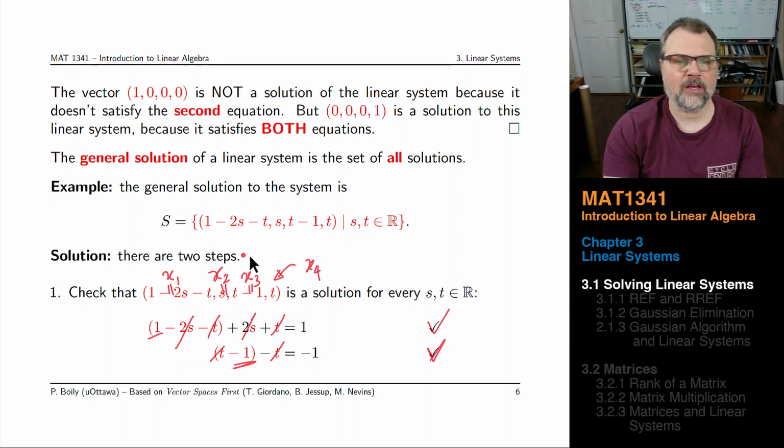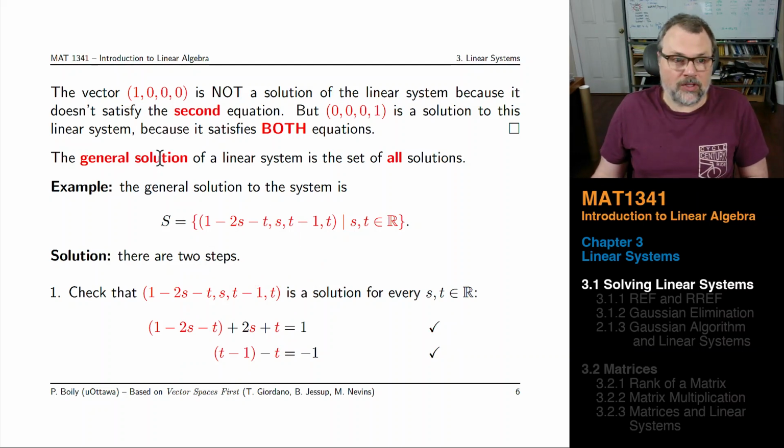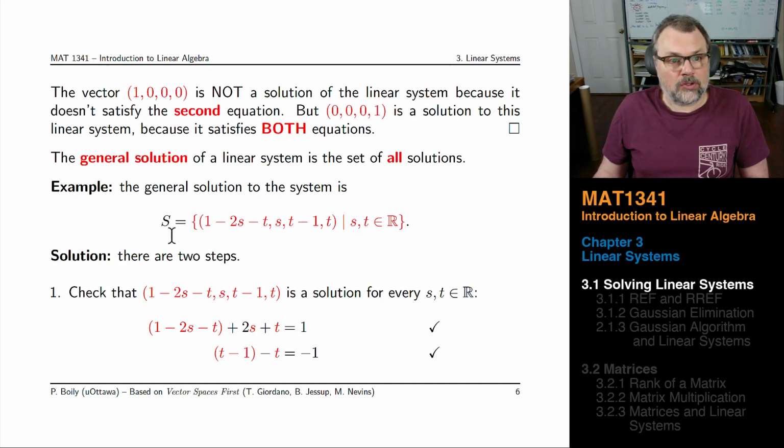So everything of this form is a solution of the system, which is good, but we are not done. If we want to show that the general solution to the system looks like this, we have to show that nothing else really can be a solution. But if you do have a solution, it has to be in that general solution set S.